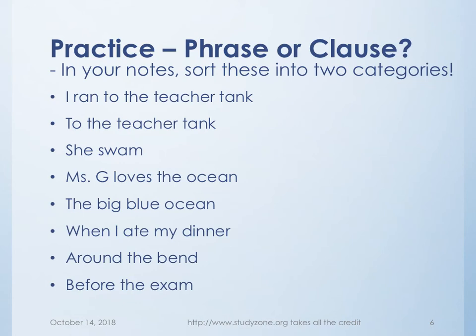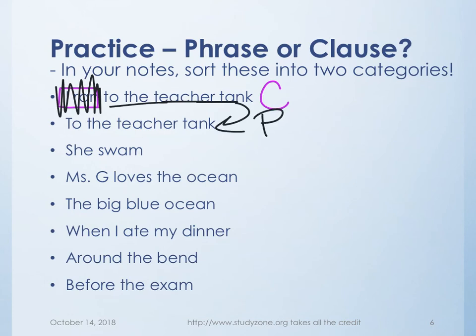Okay, here we go. "I ran." So this right here means that this is a clause. But if I didn't have "I ran," if it was just "to the teacher tank," that would be a phrase, right? Speaking of, "to the teacher tank," that is a phrase. "She swam." Subject, verb. "Mrs. G loves the ocean." We have a subject and a verb.